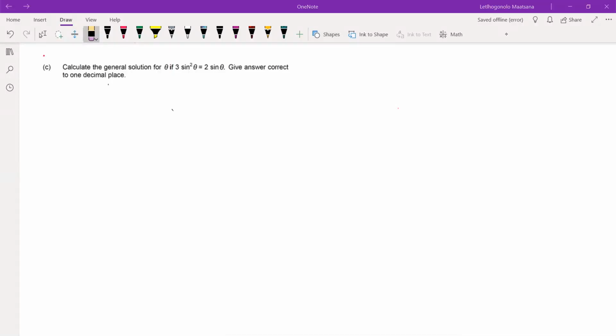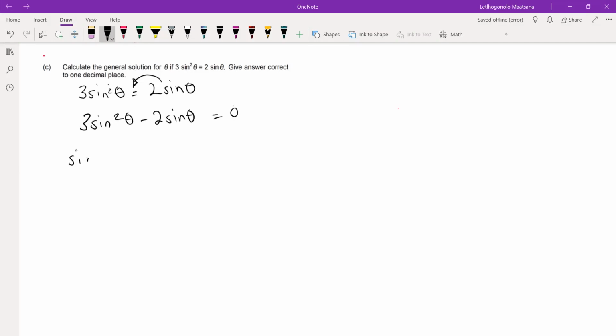Question C says calculate the general solution for theta if 3 sine squared theta is equal to 2 sine theta. Give answer correct to 1 decimal place. So we'll start off with 3 sine squared theta is equal to 2 sine theta. We'll take our 2 sine theta to the other side and we'll have 3 sine squared theta minus 2 sine theta is equal to 0.